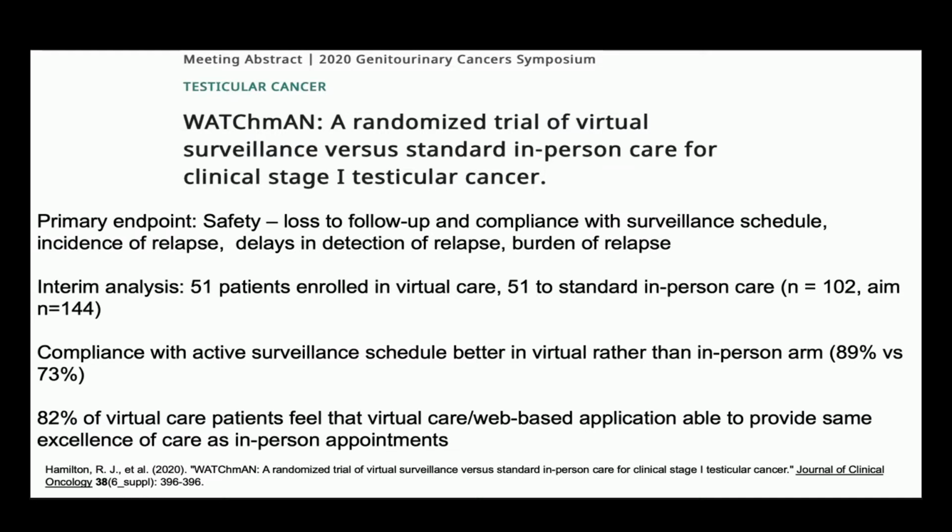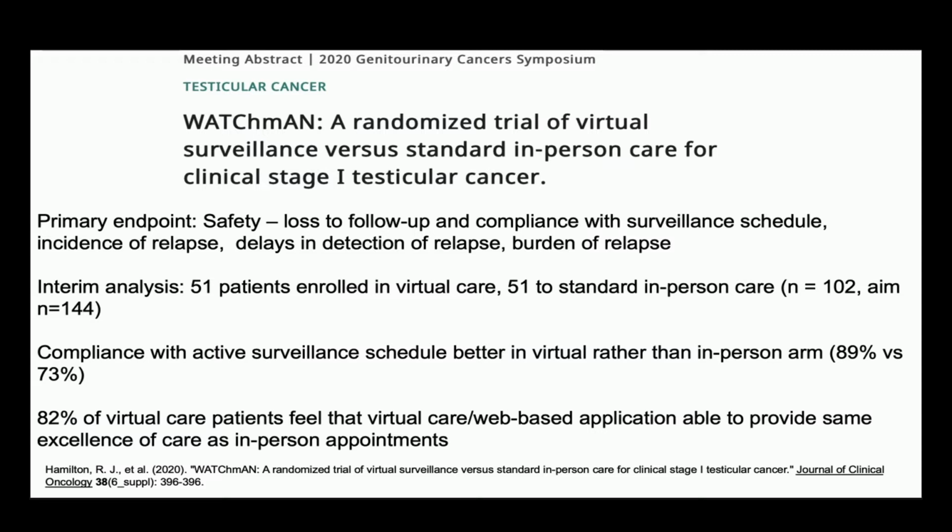And what do I mean by just as good? What they're looking for is safety. That means loss to follow-up and compliance with surveillance schedule, incidence of relapse, delays in detection of relapse, and burden of relapse. And this screen grab or screenshot was from the abstract they presented 2 years ago, and the final paper is not out yet, but they are done accruing.